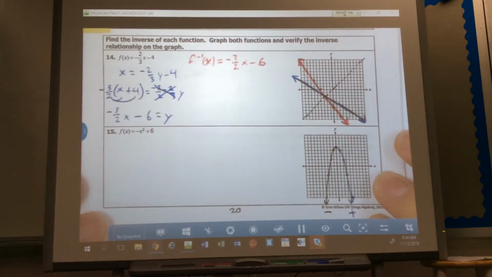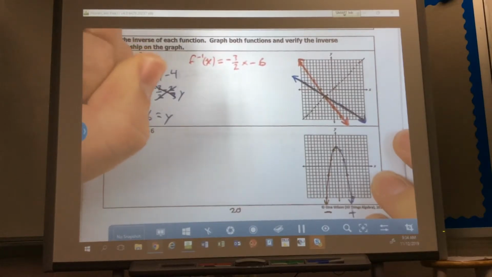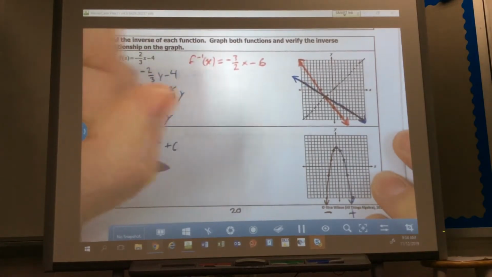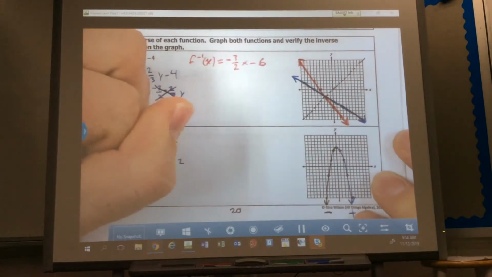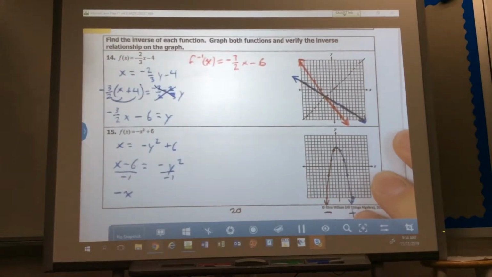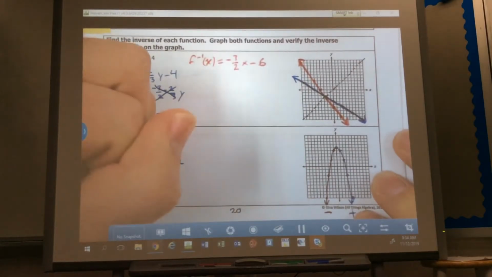So with the positive and negative side, when you create the inverse, you're going to switch x and y. So this is going to be x is equal to y squared plus 6. You're going to subtract 6 on both sides. And then you're going to divide by a negative. And that's going to give me negative x plus 6 is equal to y squared.